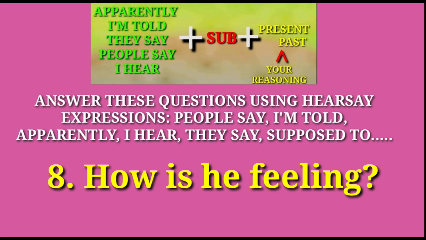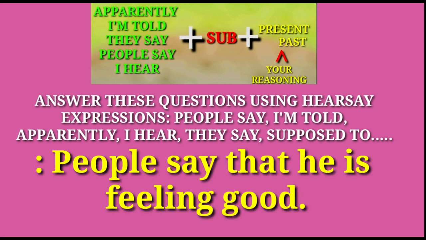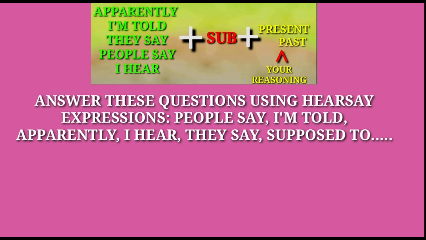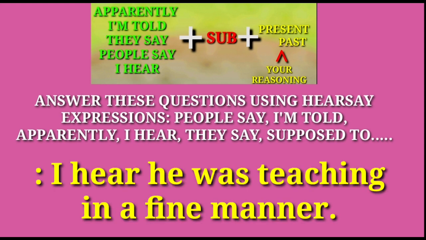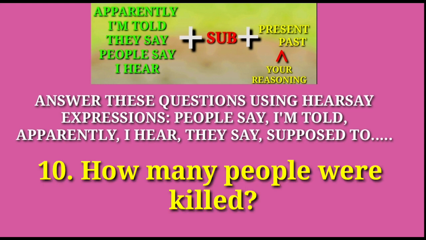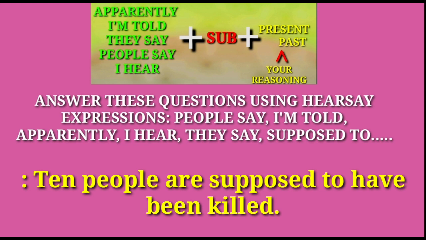Question number eight. How is he feeling? And the answer is people say that he is feeling good. Question number nine. How was he teaching? And the answer is I hear he was teaching in a fine manner. Question number 10. How many people were killed? And the answer is 10 people are supposed to have been killed.